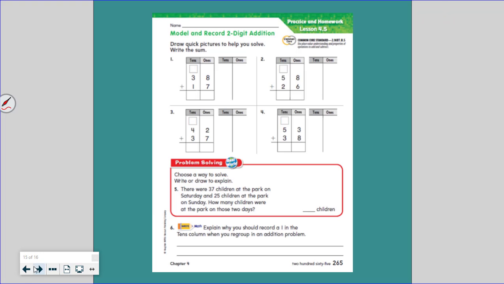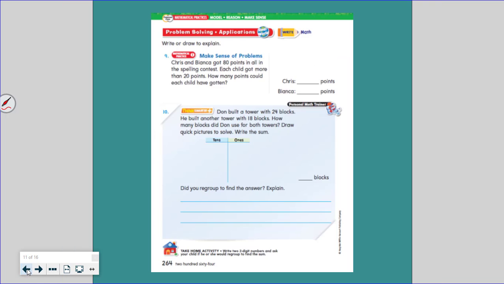Let's go. Uh-oh. Did I miss the page? Oh, nope, there it is. I did miss it.